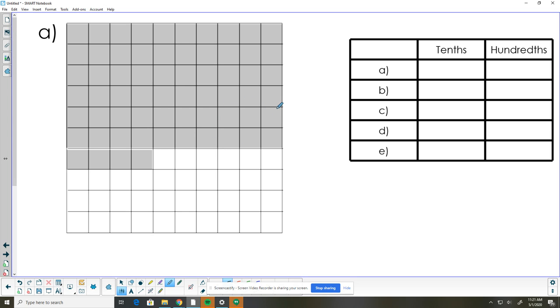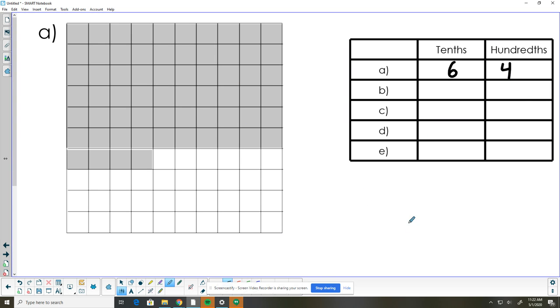Taking a look at this hundredths grid, I will see that there are 10, 20, 30, 40, 50, 60, 61, 62, 63, 64 hundredths colored in. If I'm going to put that in a place value chart, it's going to look like 64 hundredths. I have 6 tenths, 6 full rows, and 4 hundredths.